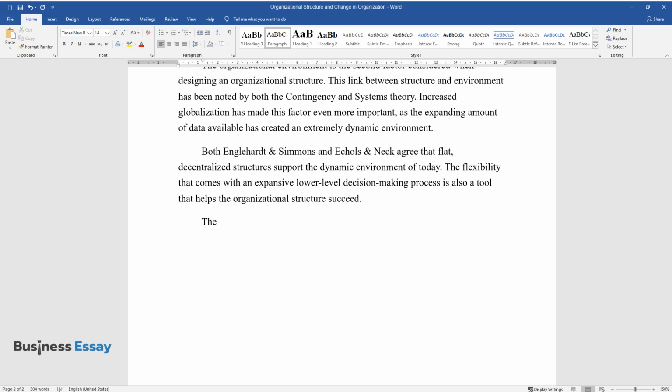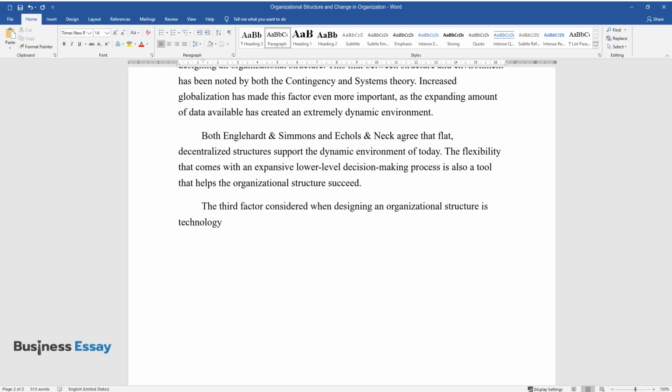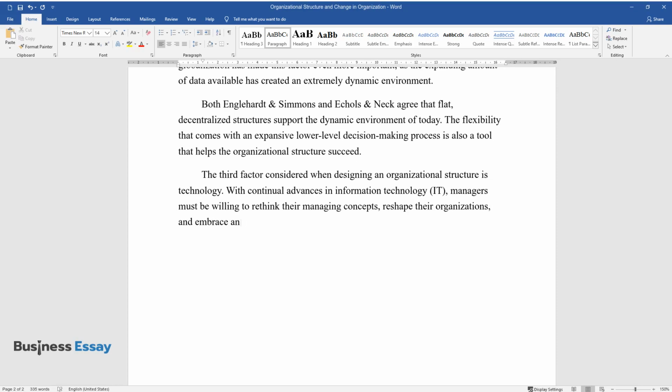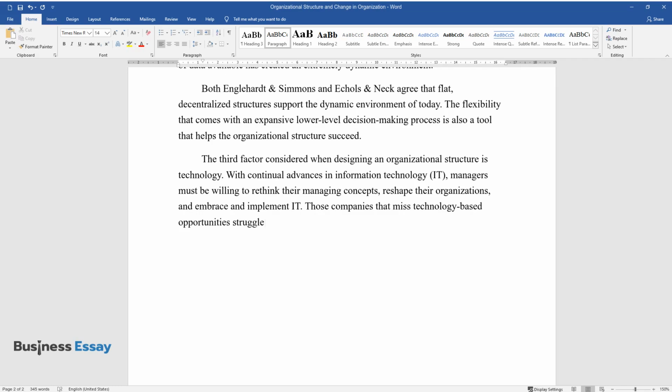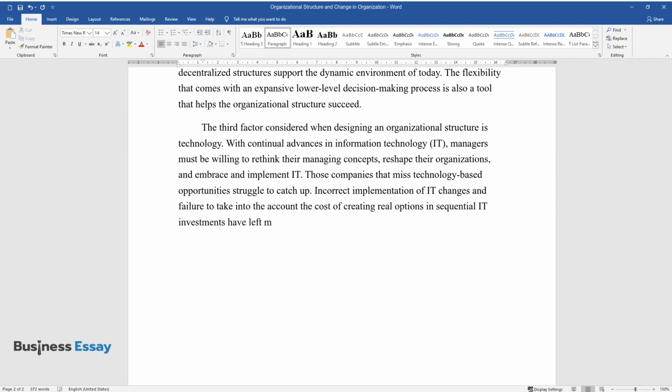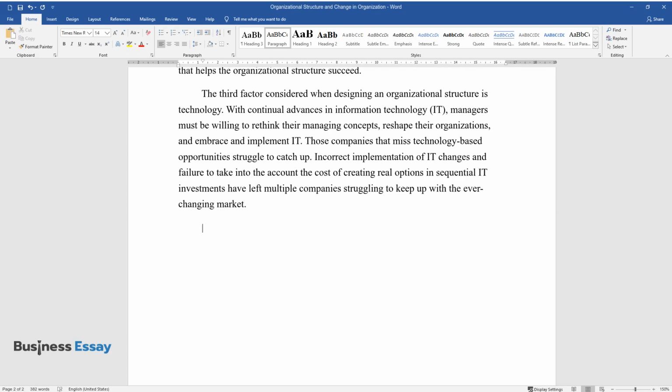The third factor considered when designing an organizational structure is technology. With continual advances in information technology, IT, managers must be willing to rethink their managing concepts, reshape their organizations, and embrace and implement IT. Those companies that miss technology-based opportunities struggle to catch up. Incorrect implementation of IT changes and failure to take into account the cost of creating real options and sequential IT investments have left multiple companies struggling to keep up with the ever-changing market.